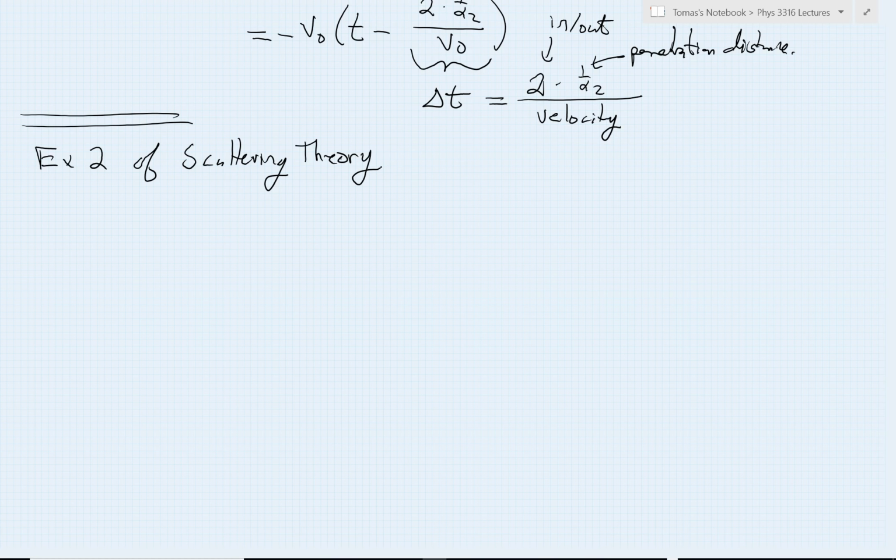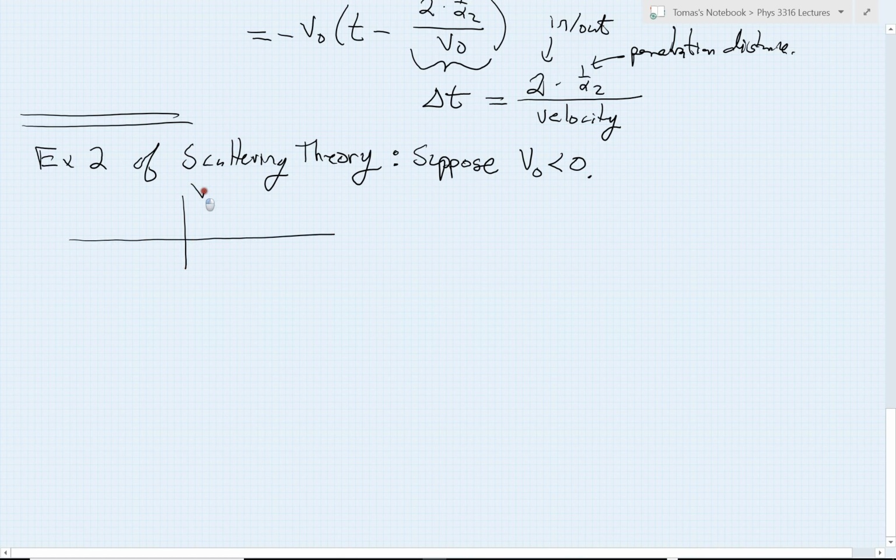In the second example, it's going to build a lot on the first example. Let's just suppose we have pretty much the same example, but let's suppose the potential V naught is now actually less than 0. If I look at the situation then, what I would have is the potential of x versus x. I will have my incoming packet that's coming in with some energy value E, and the potential will again be 0 in this region, here in region 1.